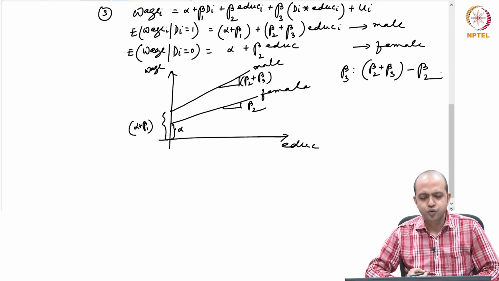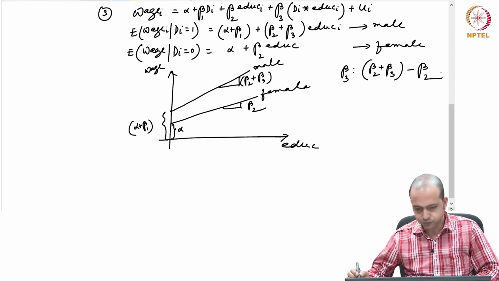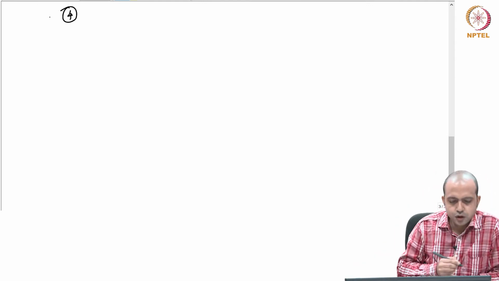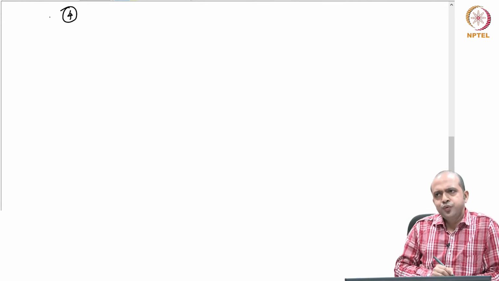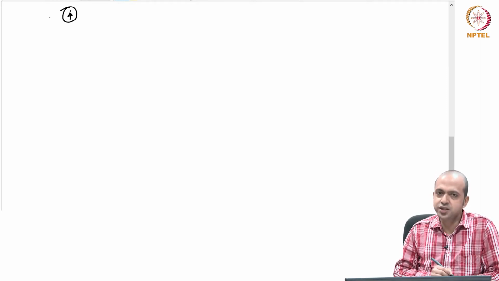Now, what we will do? We will discuss the fourth case. In the fourth case, we will introduce one more qualitative variable apart from gender. Let us say that is caste.